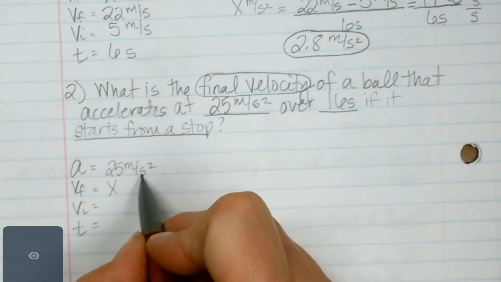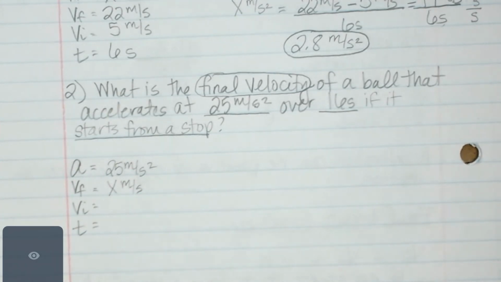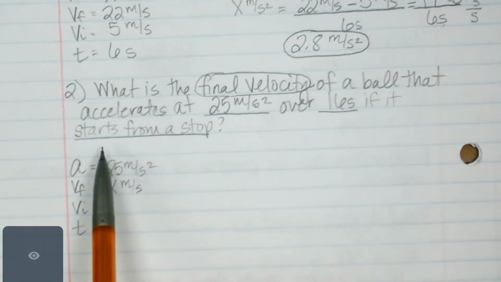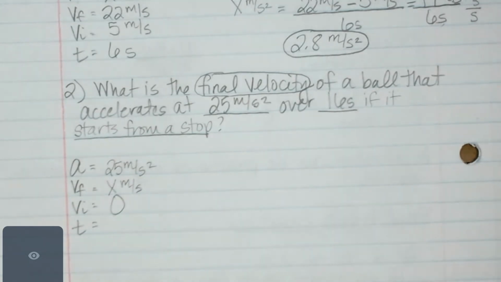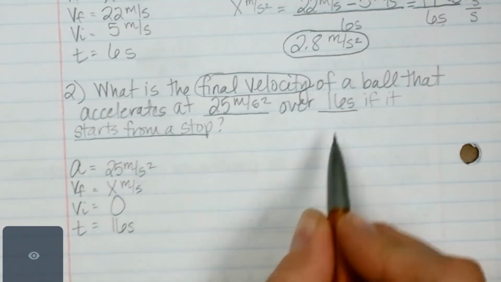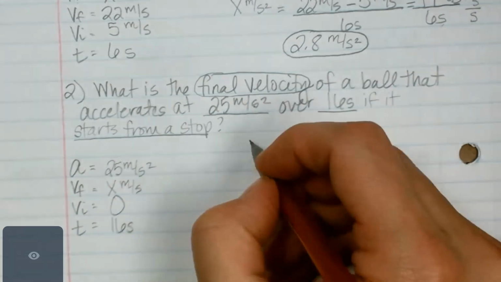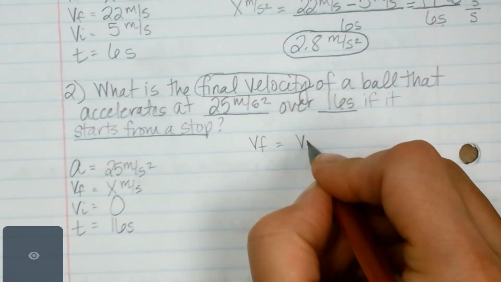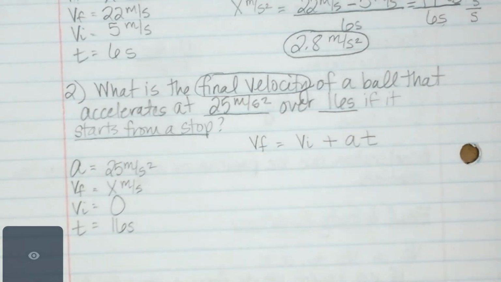And since I have meters per second squared, I'm going to have meters per second for my velocity. My initial velocity is given in the form of a sentence that says starts from a stop. So it's 0. And my time is 16 seconds. It gave it to me there. So I'm going to use the equation for final velocity. That's going to be the final velocity equals my VI, my initial velocity, plus A times T.